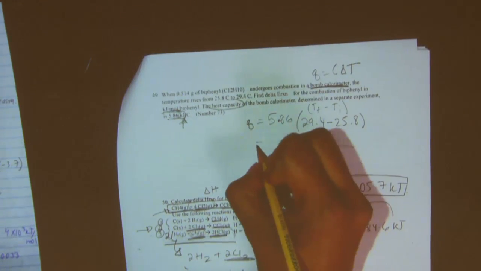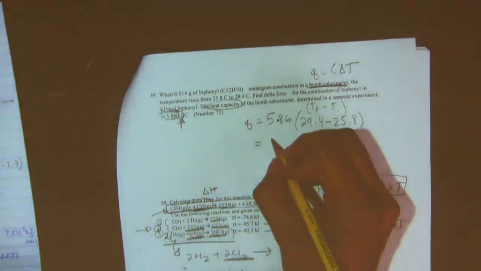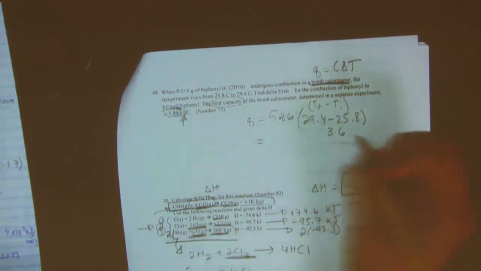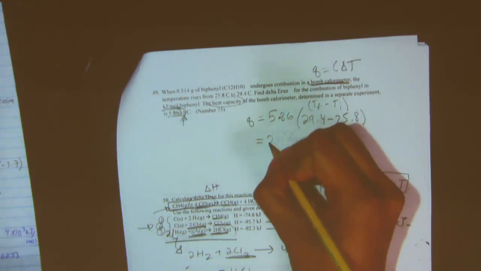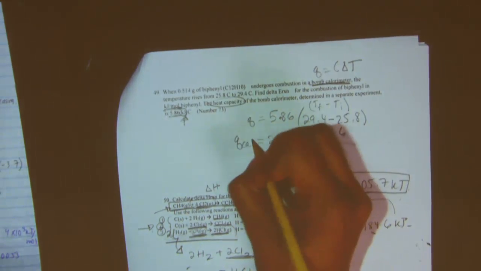What do we get? Can you say it a little louder? 3.6. Okay, 3.6. 3.6 is right here, yeah. So 3.6 times 5.86. What do we get? Awesome, 21.096. Okay, so that is our QCal value, right?